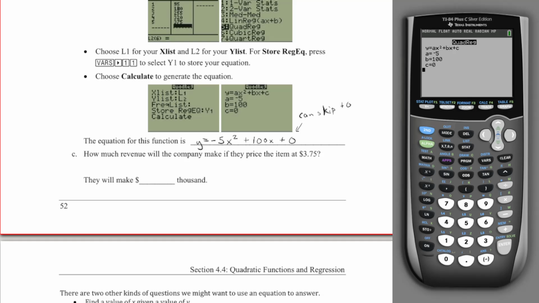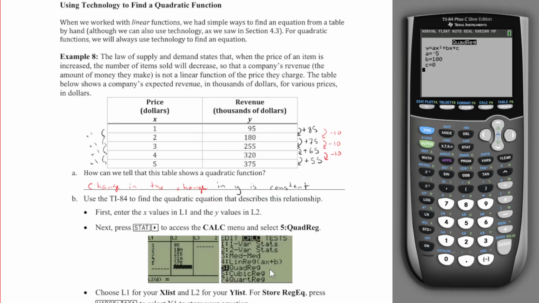So these values, let's go back and see what the story was about. We're told the law of supply and demand states that when the price of an item is increased, the number of items sold will decrease, so that the company's revenue is not a linear function of the price they charge. And we discovered it turns out it's quadratic. The table shows a company's revenue in thousands of dollars for various prices in dollars. So X represents the price in dollars, Y represents the revenue in thousands of dollars.